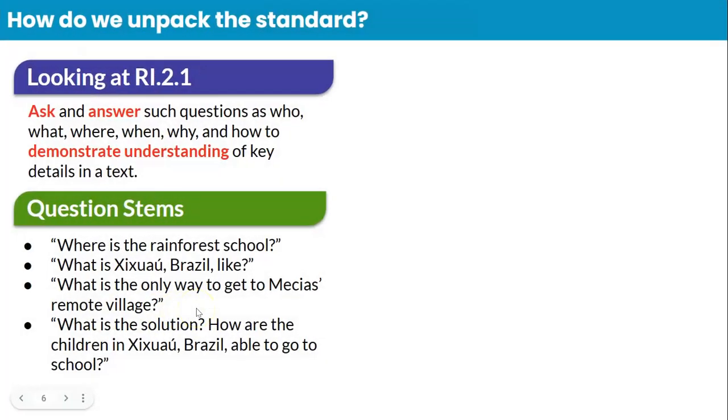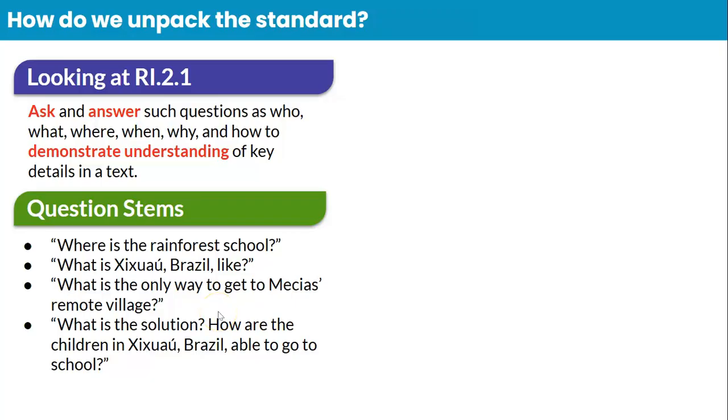Now let's unpack the standard by looking at sample question stems and the essential skills of the standard. Reading Informational 2.1: Ask and answer questions such as who, what, when, where, why, and how to demonstrate understanding of key details in a text.